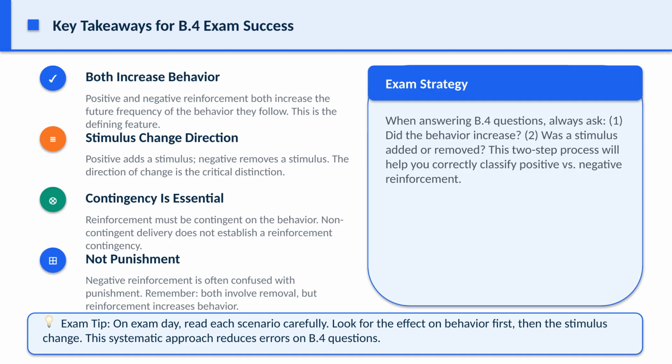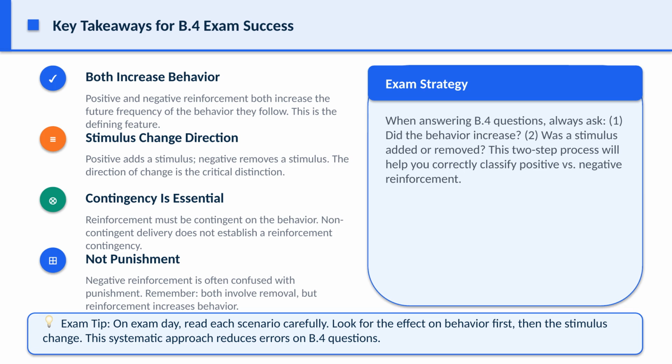As you prepare for the B.4 task on the BCBA exam, lock in these foundational truths about reinforcement contingencies. First, both positive and negative reinforcement share one defining feature. They increase the future frequency of the behavior they follow. That is non-negotiable. The critical distinction lies in stimulus change direction. Positive adds a stimulus. Negative removes one. Remember, the contingency is essential. Delivering a reinforcer non-contingently does not establish a reinforcement contingency, which is a common trick on exam questions.